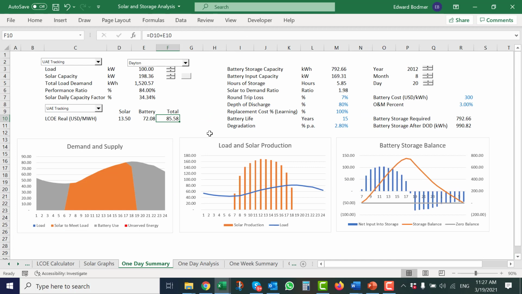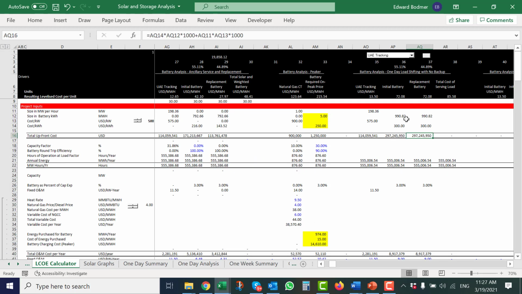Now I just put my learning thing back up to 100%. So the capital cost is the same for both the learning and the first replacement and the second replacement. And I'm repeating myself, but in the other one, I did all that.